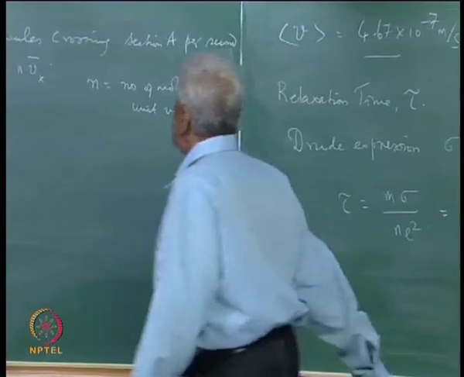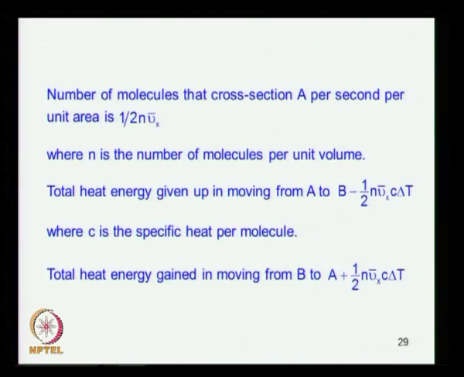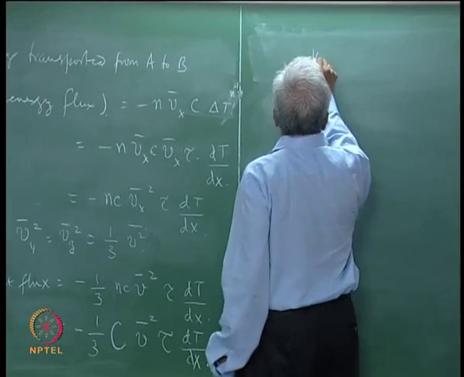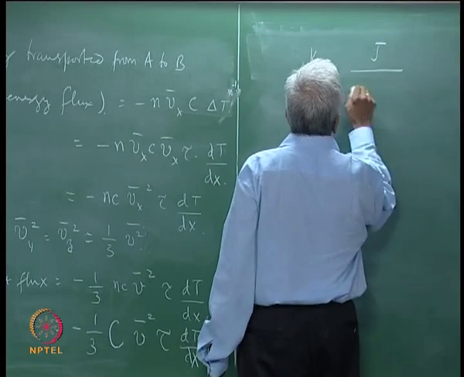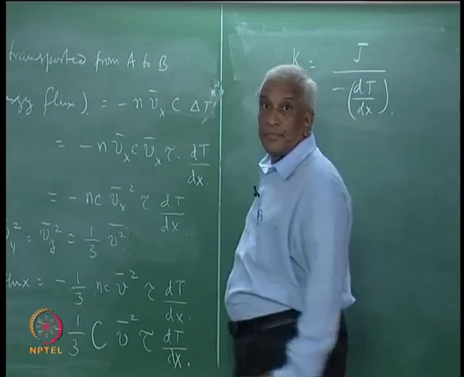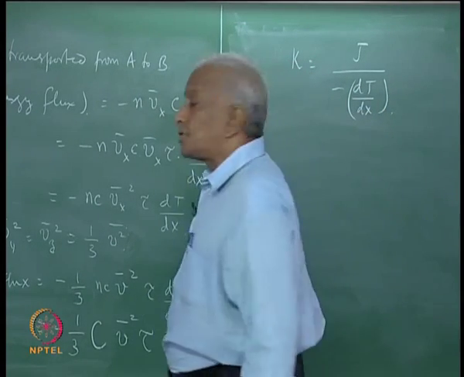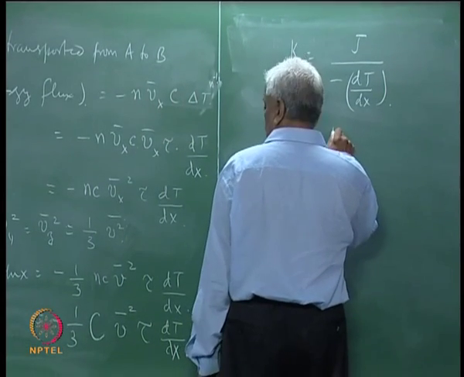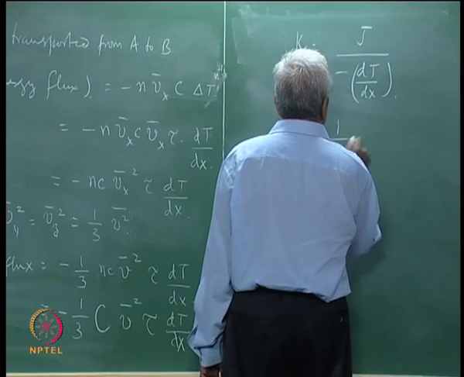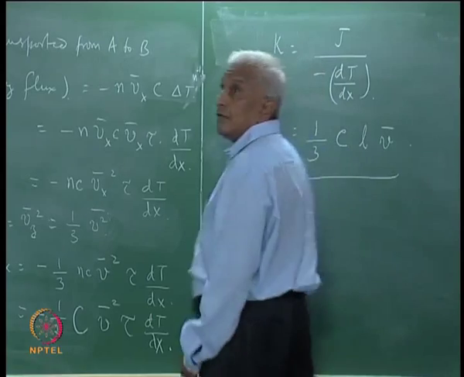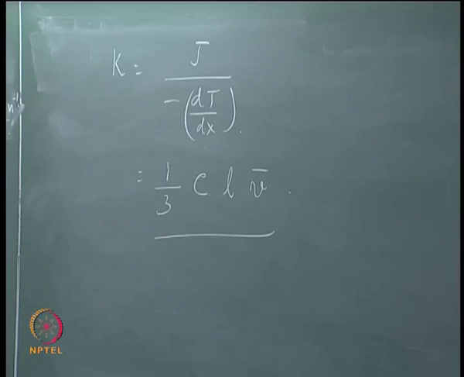Now, therefore, the heat energy per unit temperature gradient, K, since we have considered unit area already, is just this, and V bar tau is L. So, it is 1/3 C L V bar, which is what we are asked to prove.